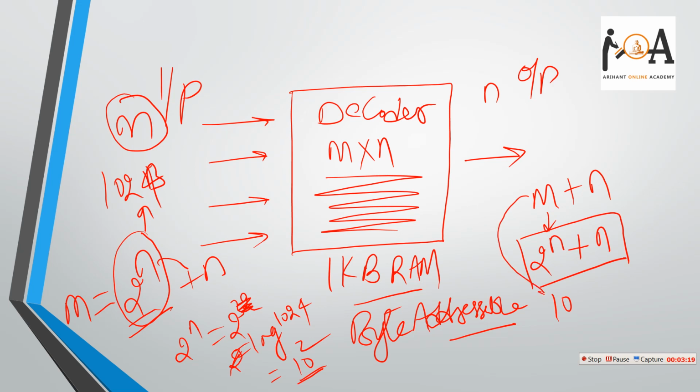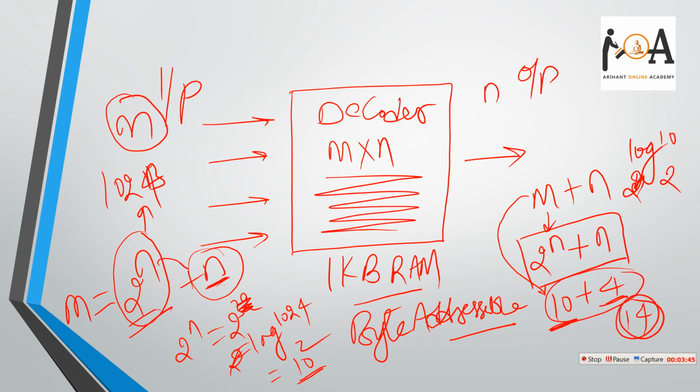So the value of M is nothing but 10, and the total number of output lines is N. To represent 10 bits, the minimum number of bits required is log of this N, where N is log of 10 to base 2. So minimum 4 bits we require. So the total number of bits together required is 40.